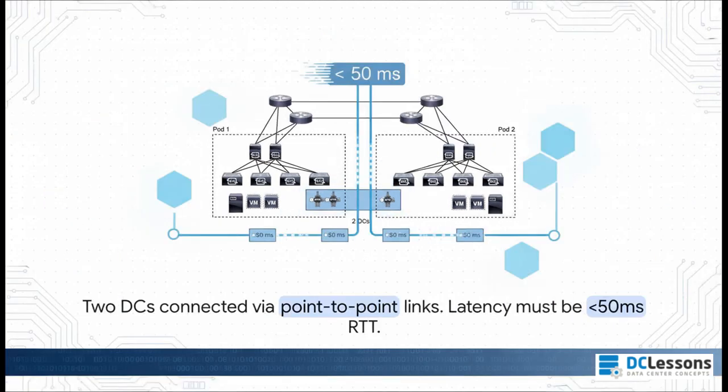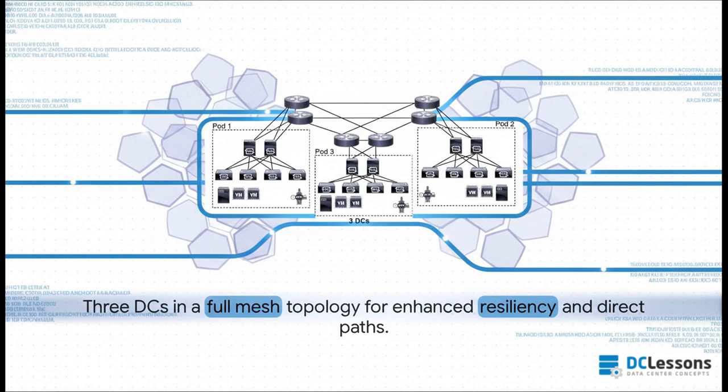Now, this is a super common setup for disaster recovery. You've got two data centers connected with direct links, maybe dark fiber. The absolute number one rule here, the most critical design constraint, is latency. For this to work, for your APIC cluster to stay healthy and your apps to perform, the round-trip time between these pods has got to be under 50 milliseconds, no exceptions. And you can take that idea a step further.